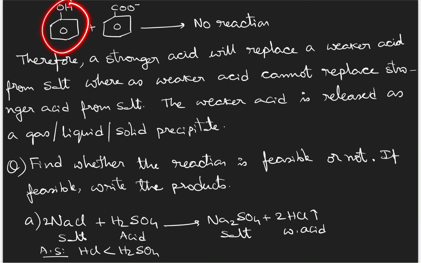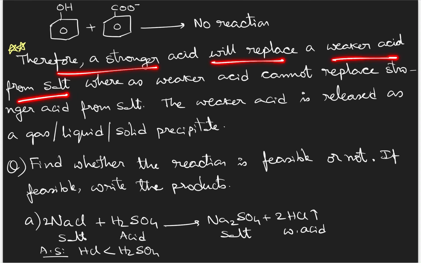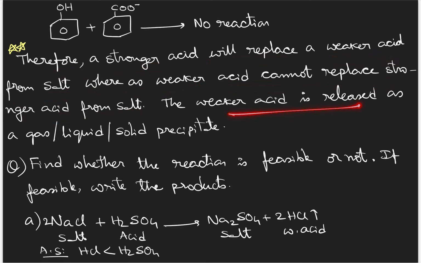If we take the reverse, this is phenol and this is the conjugate base of benzoic acid. Benzoic acid is a stronger acid than phenol. Therefore, benzoate is a weaker base. If benzoate is a weaker base, then it cannot take the H+ ion from the weaker acid. So, no reaction. A stronger acid will replace a weaker acid from the salt, whereas a weaker acid cannot replace a stronger acid from the salt. The weaker acid released goes out in the form of a precipitate, gas or liquid.